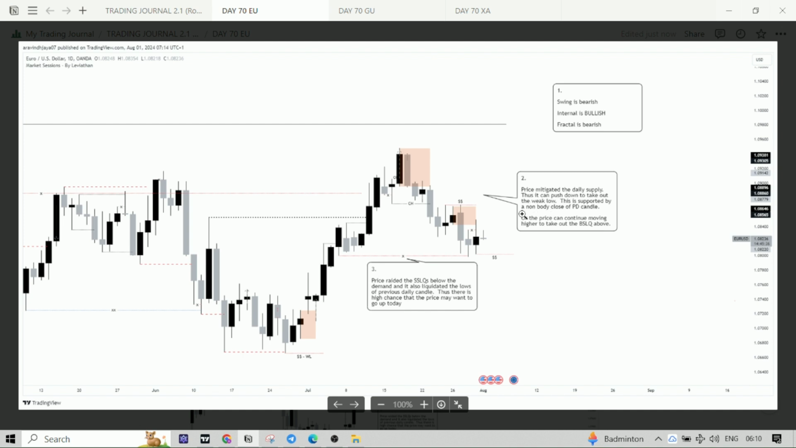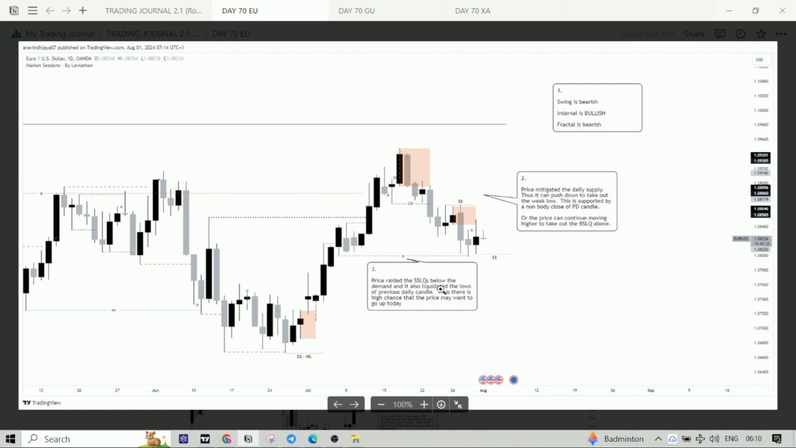This is supported by the non-body close of the previous day's candle, or the price can continue moving higher to take out the buy side liquidity above. There is a buy side liquidity. You can see equal highs have been printed. So probably price can go further up, and this supply is unmitigated. So price can go further up, mitigate the supply, and then it can come down.